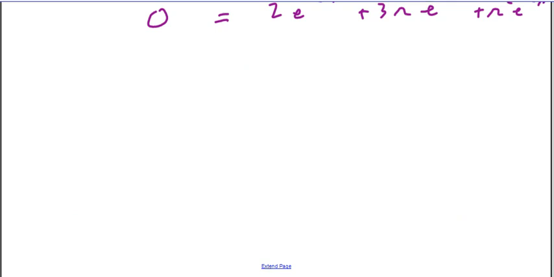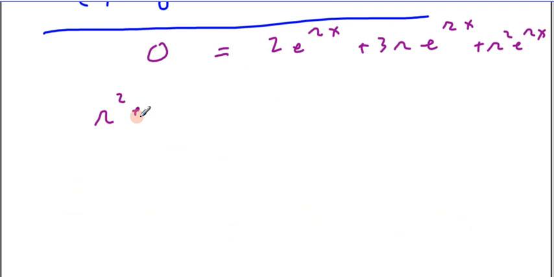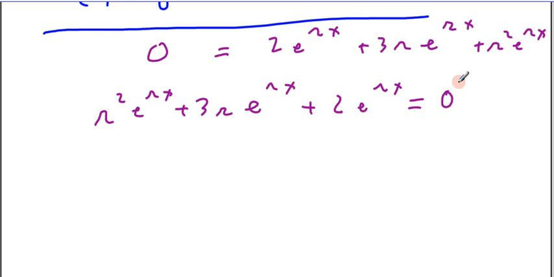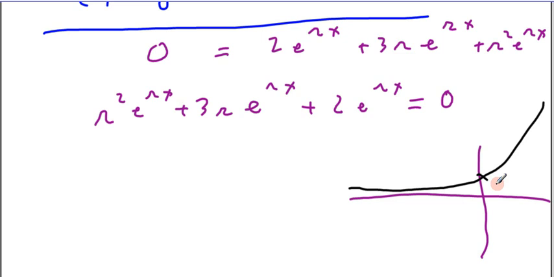Now, we're going to rewrite that: r squared e to the rx plus 3r e to the rx plus 2 e to the rx is equal to 0. And then we can divide things out, as long as we're not dividing by 0. So is there ever a case where e to the rx is equal to 0? e to the rx goes through 1 right there, and then it goes higher, but it's never going to go through 0. It doesn't cross that line. So I can divide by e to the rx. That was the point of the whole thing.